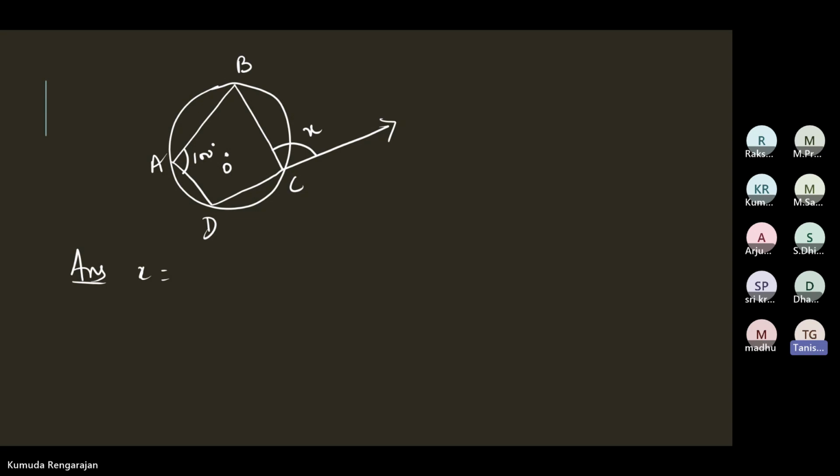Ma'am, is it 100, ma'am? Yeah, it is 100. Tanishka, reason? Ma'am, A is 100, ma'am. It's a cyclic quadrilateral. Opposite angle we will get 80, ma'am. And if we complete the angle, we will get 100, ma'am. Very good, Tanishka. Very good.